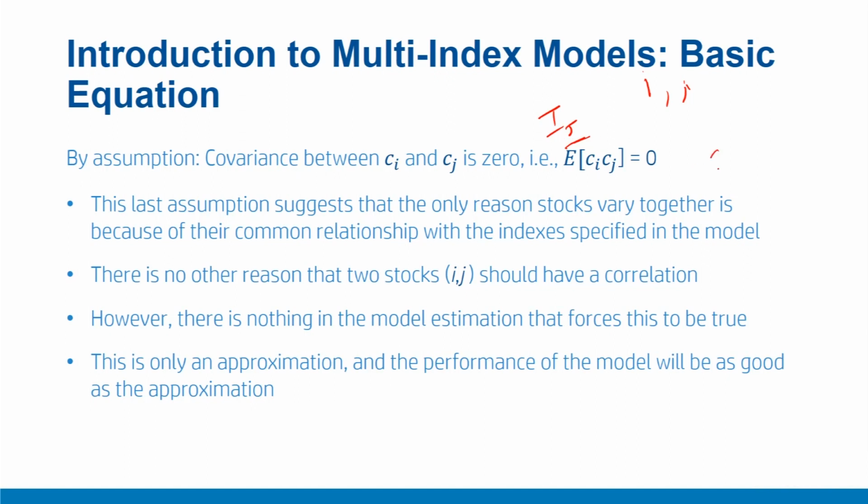So the remaining error terms, that is Ci, Cj, that are residuals or stock specific terms, should not have any correlation. However, there is nothing in the model that forces this to be true, including the regression model that also doesn't ensure that this relationship is held. And therefore this is only an approximation or sort of assumption, and the performance of the model will be as good as this approximation.